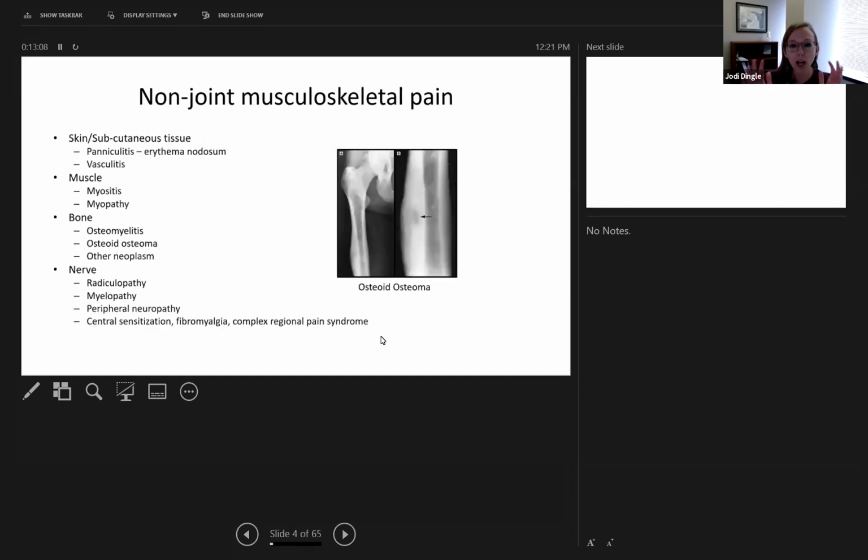We're not going to talk about these much today, but I wanted to throw this up here to start, just to say that there are lots of causes of non-joint musculoskeletal pain, of course. Things in the skin, muscle, bone, and nerves can all cause musculoskeletal pain. It's not necessarily joint pain, but make sure you're thinking about these things when you're seeing patients, and really teasing out where the patient is having pain to help direct your differential diagnosis and your evaluation.